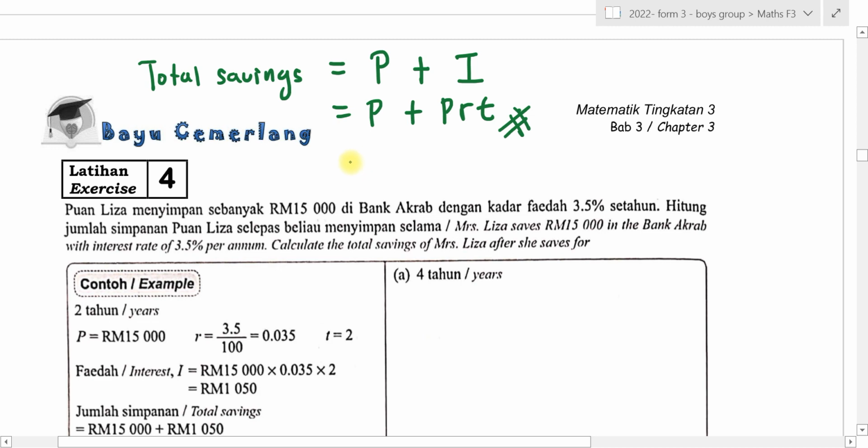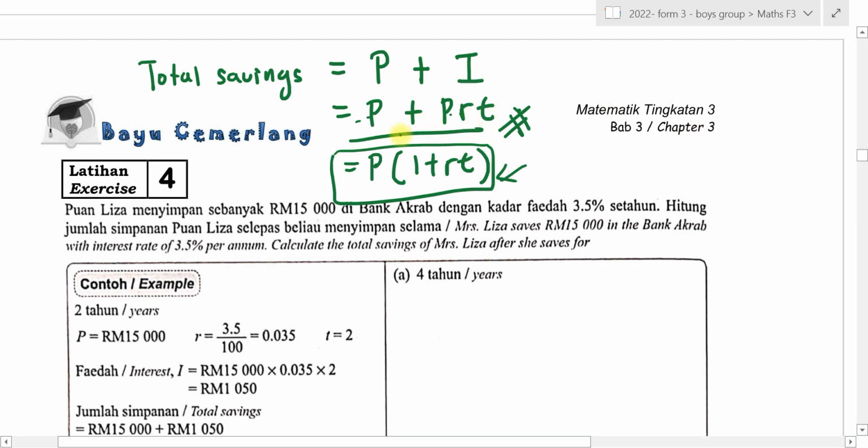But if you are smart enough, you can also do factorization of this. Both places have P, right? Put P(1 + RT). When you go to degree level, they will teach you this formula straight away. This is the formula that we all learned. I learned this topic only during my degree, but now it has become a Form 3 chapter. Very good, you all learn this. But for your syllabus, you just use P plus PRT, that's enough. But if you want to use this one also, no harm. I just let you know.